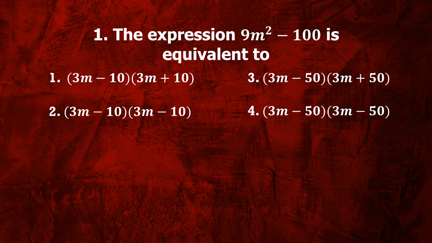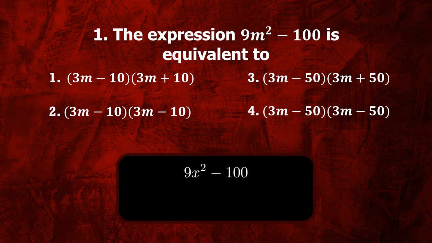This expression is a difference of two squares, which means it can be written as the product of two binomials. Let me show you how. We start with 9x squared minus 100. To factor this, we need to find two numbers that multiply to give 9x squared and two numbers that multiply to give 100. One way to do this is to use the square root of each term.